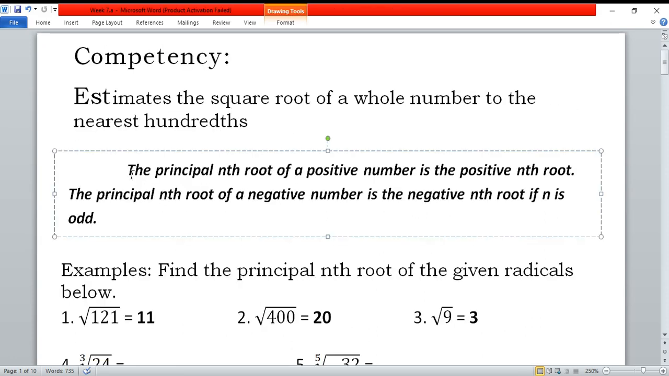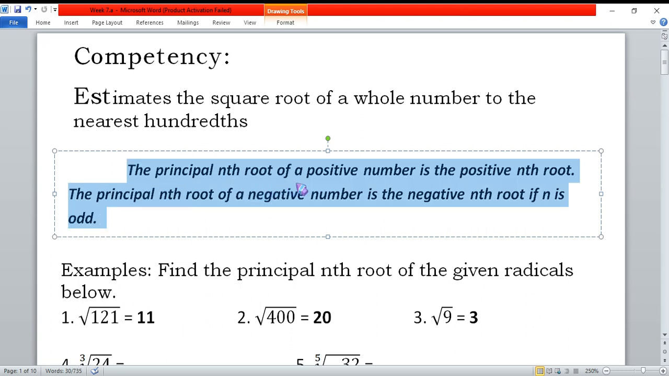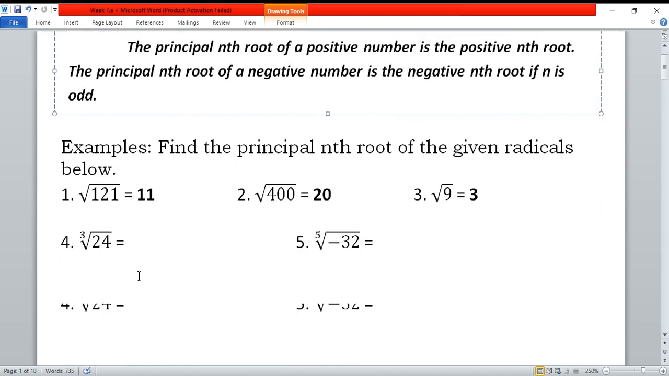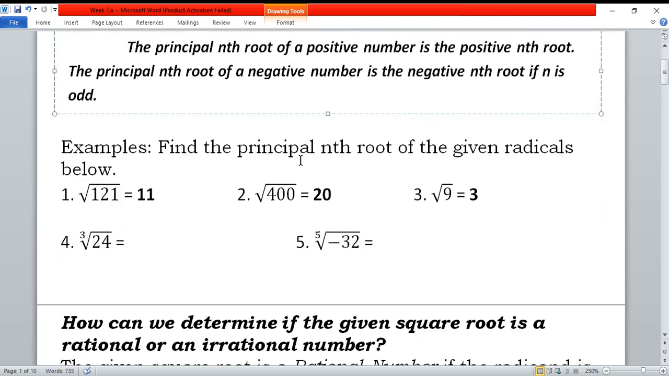And we also talk about that the principal nth root of a positive number is the positive nth root, whereas the principal nth root of a negative number is the negative nth root if n is odd number. Okay, so let's have an example. So find the principal nth root of the given radicals below.